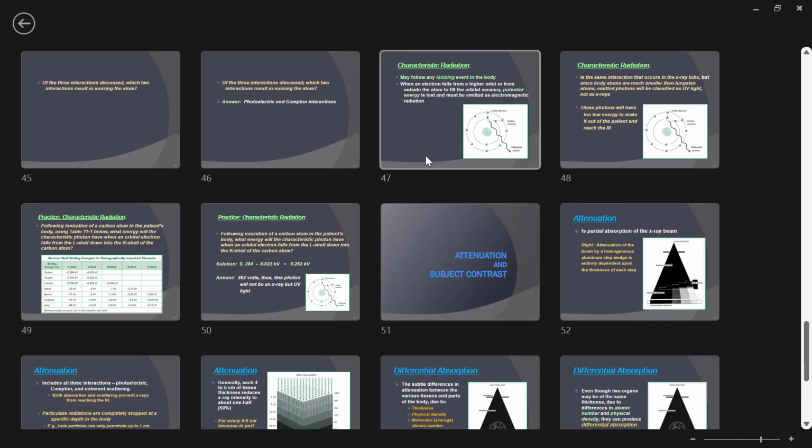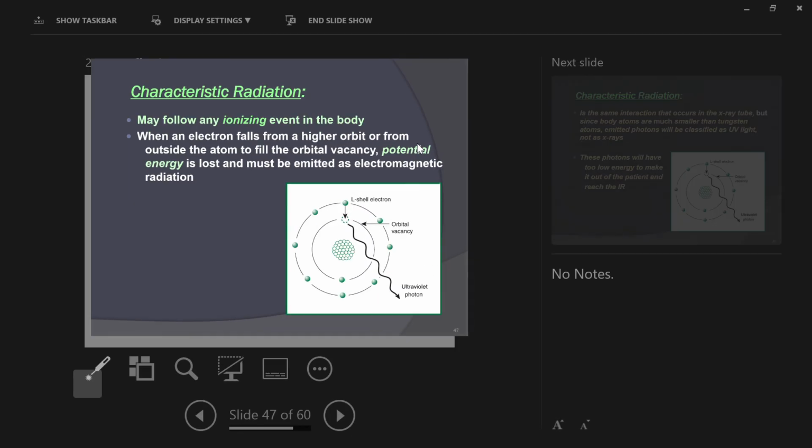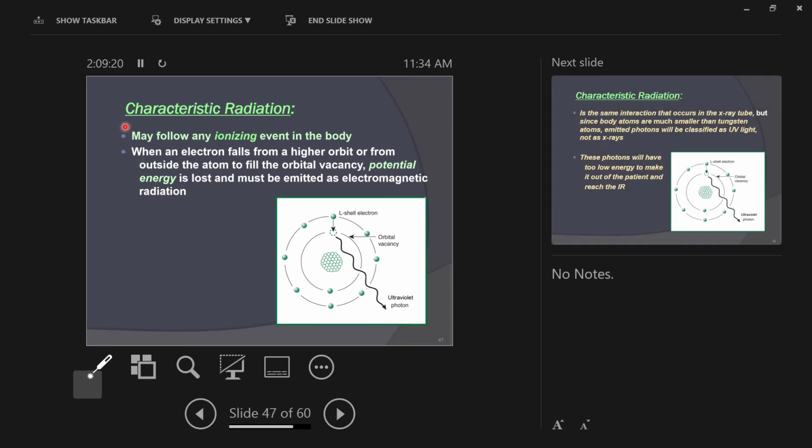Those are our three main interactions. Lastly, following any ionizing event in the body, you may have a characteristic interaction. Because recall that if we eject an electron and it's an inner shell electron like in the photoelectric interaction, the outer shells are going to fall down into these inner shells and you're going to get what's called a characteristic photon emitted. So this is after the atom has been interacted with. Scattered photons are already on their way. Photoelectrons are already on their way away from the atom. Now the atom is left behind, ionized, and trying to regain equilibrium.